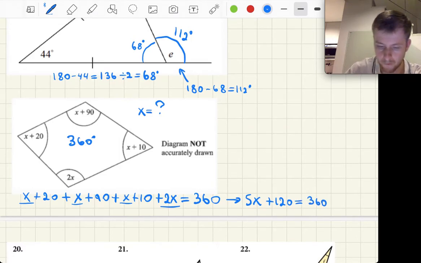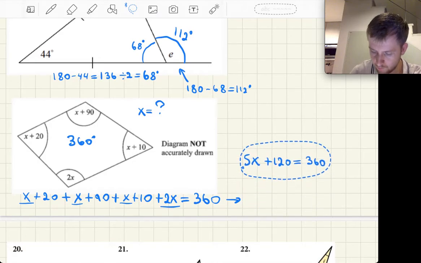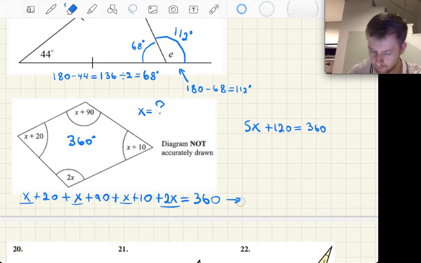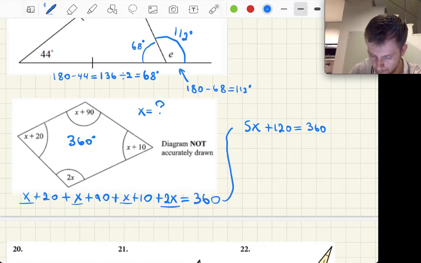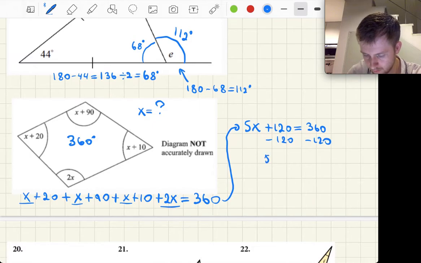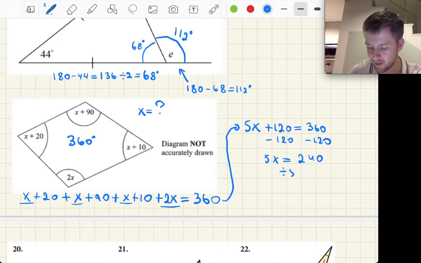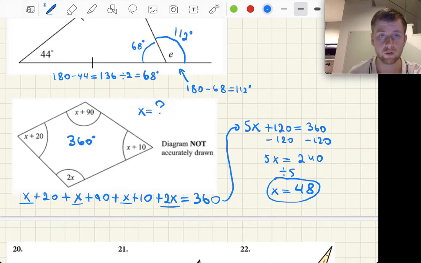Then we subtract 120 from both sides. 5x equals 240, and finally we just divide both sides by 5, not by 240, and we'll get that x is equal to 48. In this case, x equals 48. Now that we know x, if we want to, we can find all the angles together. That wouldn't be a problem.